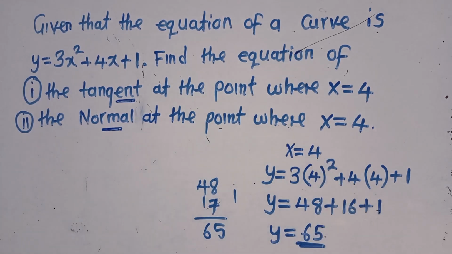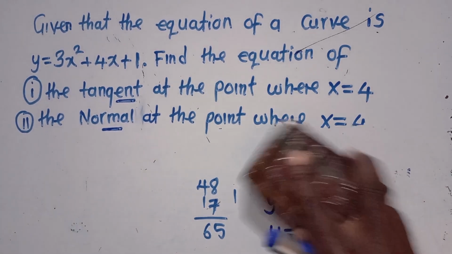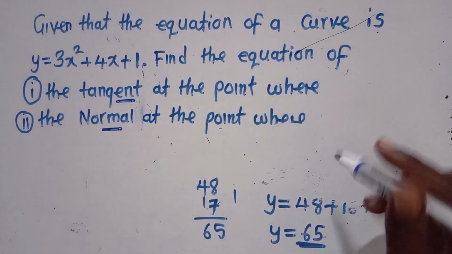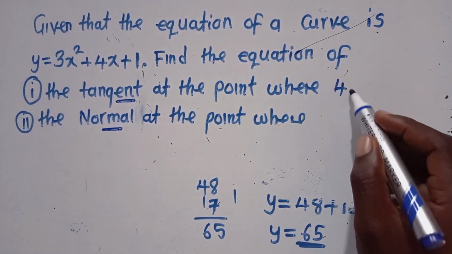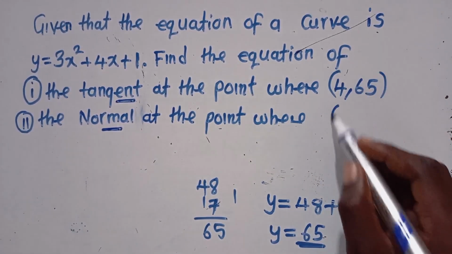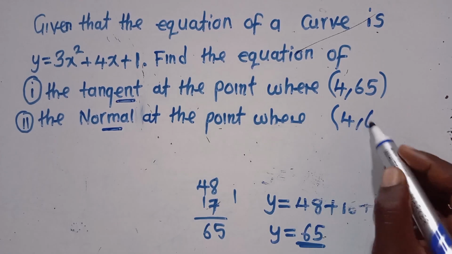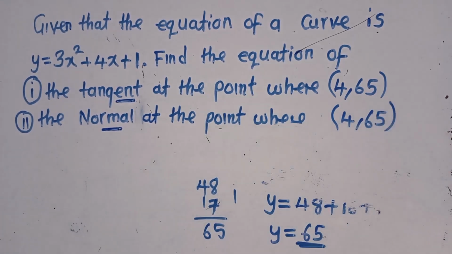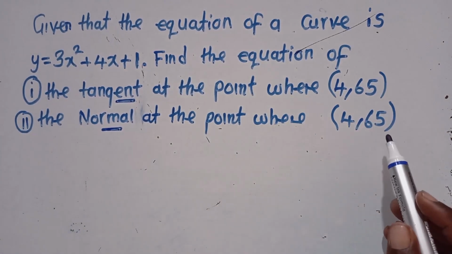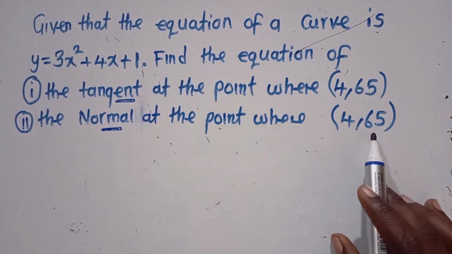So on this coordinate that we have for x, we know that y is 65. So the coordinate we are now talking about is, where x was 4, 4 comma 65. This is the coordinate we are going to use, even here, 4 comma 65. So whenever you are not given a coordinate, you need to find the coordinate.